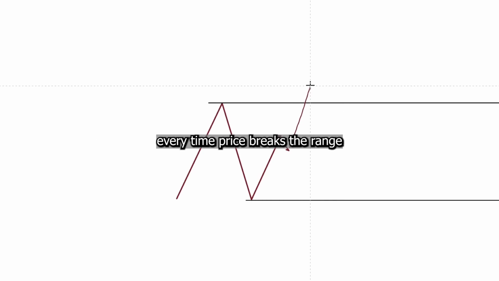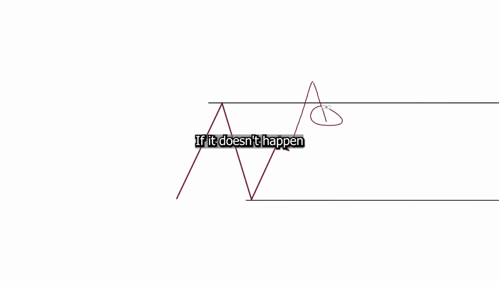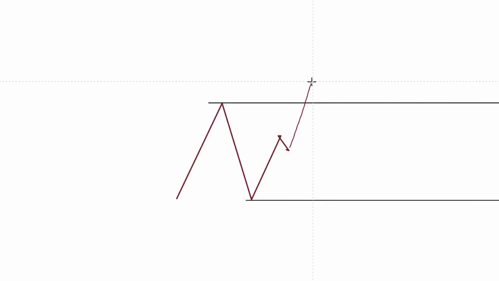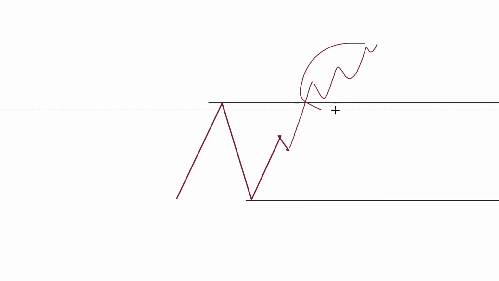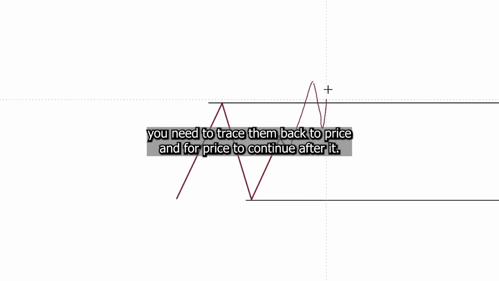Again, every time price breaks the range, you're looking for a retracement. You're looking for this retracement. If it doesn't happen, and you do see it a lot of times where price just continues higher, we are not looking at this because this is not high probability. What we are looking for is a retracement. Once the range is broken, you need a retracement back to price and for price to continue after that.